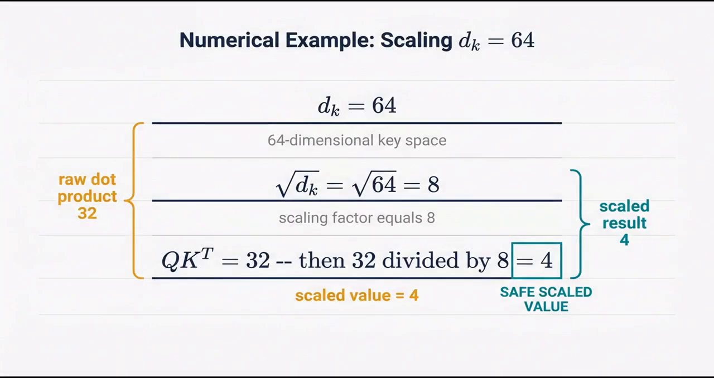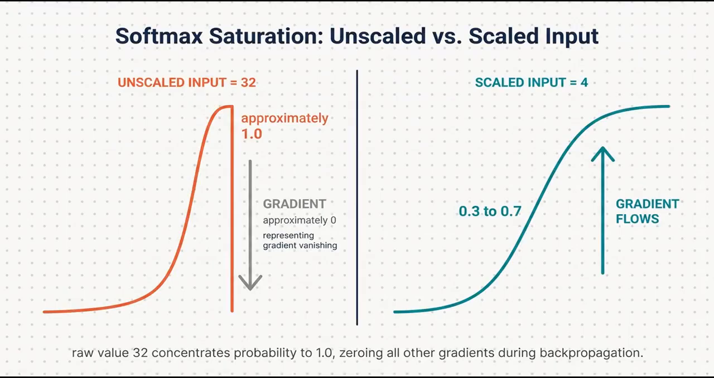Let us look at a concrete numerical example. Imagine we have a key dimension where d_k equals 64. The scaling factor is the square root of d_k, which equals the square root of 64, which equals 8. If our raw dot product QK transpose equals 32, we scale it by dividing by 8, yielding a value of 4. Without this scaling, the raw value of 32 in the softmax function would push the output probability extremely close to 1.0 for the largest element, effectively zeroing out the gradients for all other elements during backpropagation.